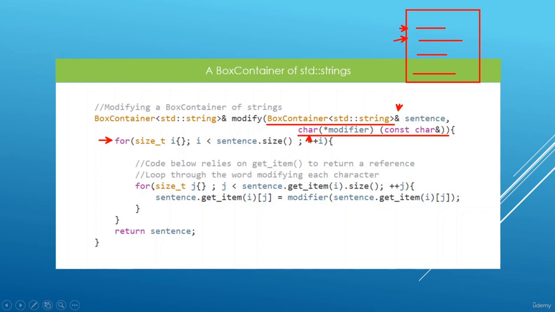And then at each instance of a string, we're going to loop around to target each character in the string and modify it using our modifier callback function here. That's what we are doing. Notice that our code here depends on the getItem function returning a reference, because we are going through that reference to modify the character in a string object using our modifier callback function here.